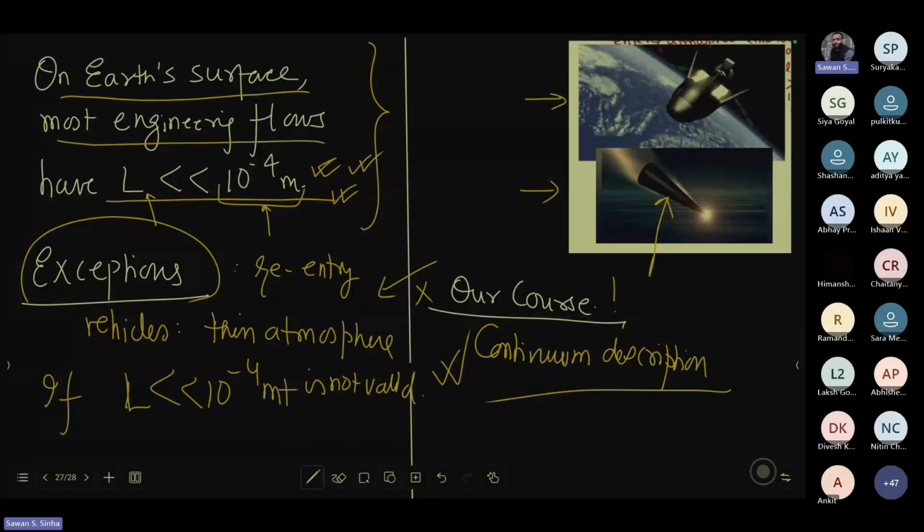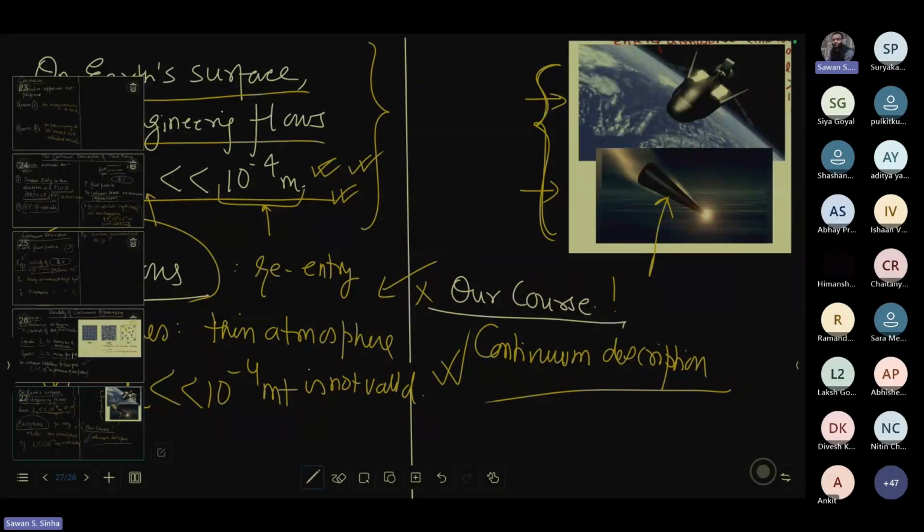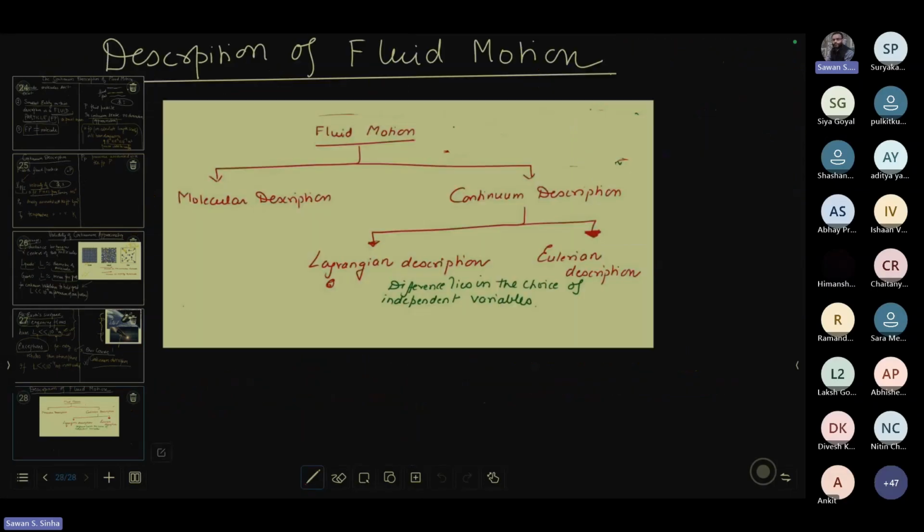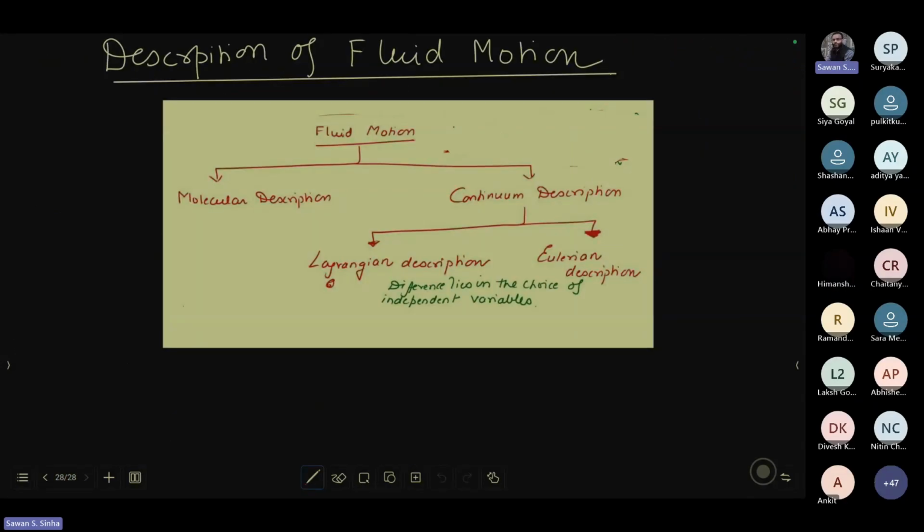If you want to know more about this, you will have to take specialized courses. What you learn in this course will not be good enough. That brings me to the last slide of this class. Summary. This is not going to be used, this is going to be used, but then two options are there, Lagrangian and Eulerian. What are these and which one is better for us? We will discuss that on Friday. I stop here.